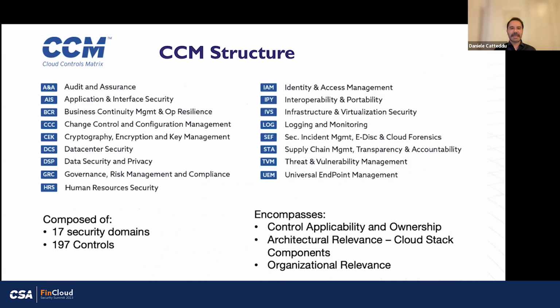Moving quickly forward, the structure of CCM is pretty straightforward. It's composed of 17 security domains, and it includes 197 controls. Each one of the controls has a control applicability and ownership, as I referred to earlier with the idea of the shared responsibility model. It has an indication of the architectural relevance of that specific control within the cloud stack, and it also provides an understanding of how a specific control is relevant from the organizational perspective. So which is the unit within the organization to which that specific control is relevant.